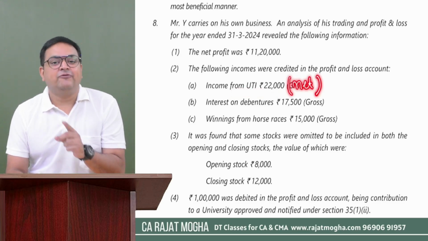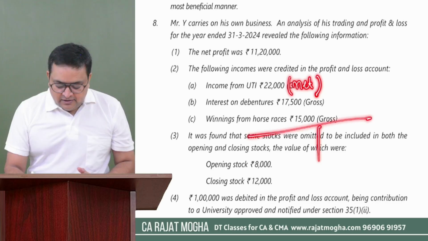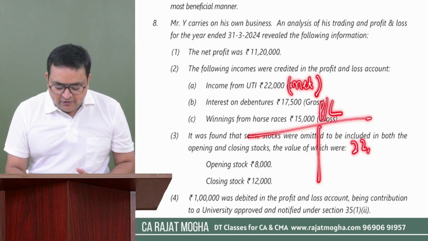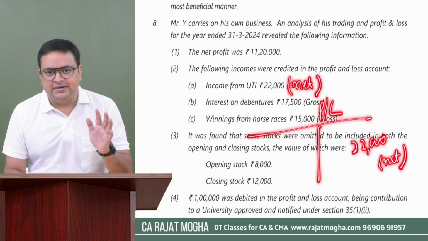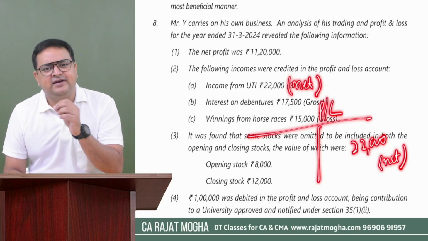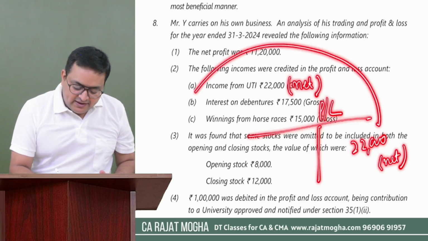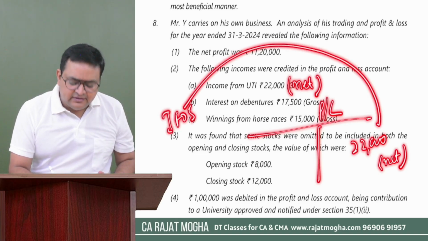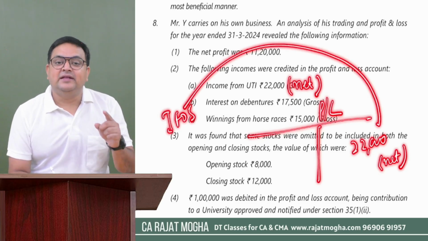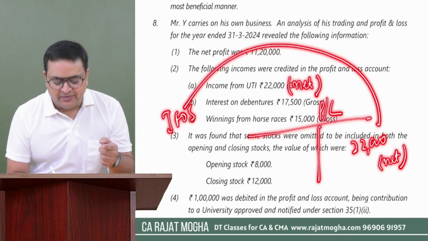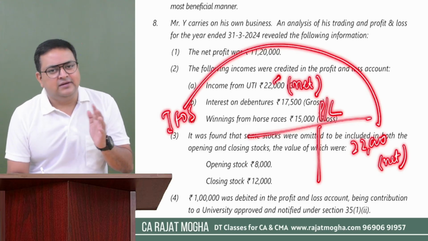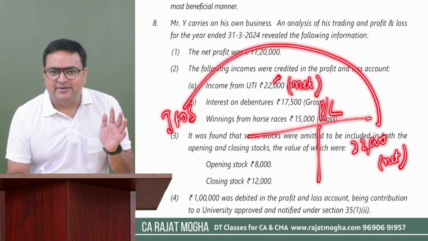So what you have to do is, see, in your P&L account, if 22,000 is credited and this is a net amount, first of all, take it out from PGBP. Take it out from PGBP, whatever it is, whether it is net or gross. But when you take it to your IFOS head or any other head, you have to take that income at a gross level. Right now it is gross, so we don't have to do any type of mathematics over here.